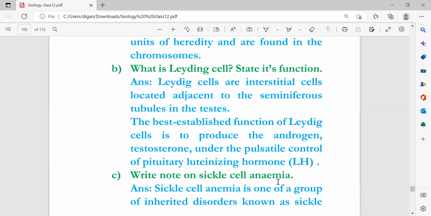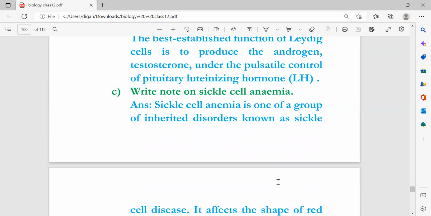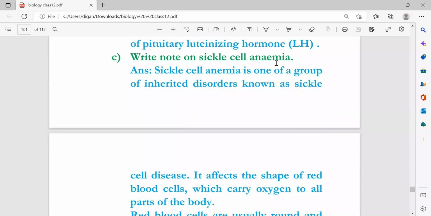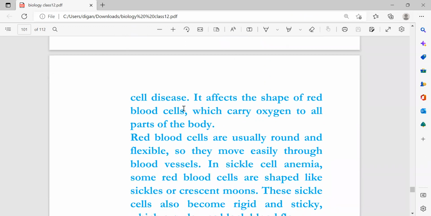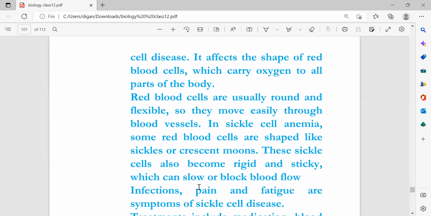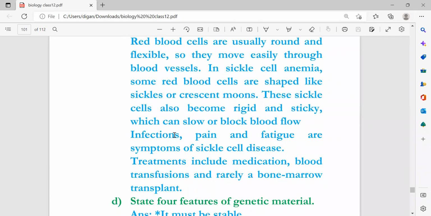control of luteinizing hormone. Next, write notes on sickle cell anemia. Sickle cell anemia is one of the group of inherited disorders known as sickle cell disease. It affects the shape of the red blood cells which carry oxygen to all parts of the body. Blood cells are usually round and flexible, so they move easily through the blood vessels. In sickle cell anemia, some blood cells are shaped like a sickle or crescent moon. These sickle cells also become rigid and sticky, which can slow and block the blood flow. Infections, pain, and fatigue are the symptoms of sickle cell disease, and treatment includes medication, blood transfusions, and rarely a bone marrow transplant.